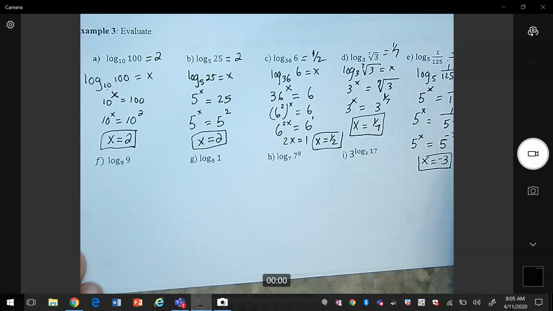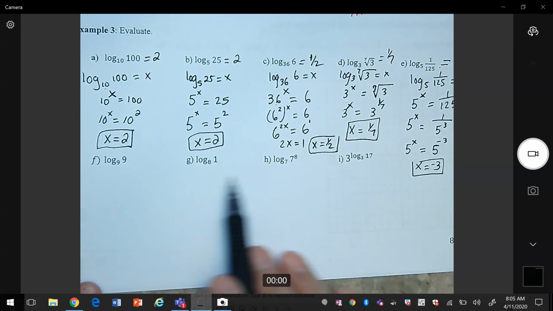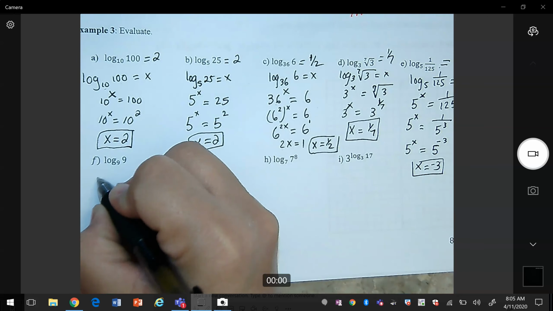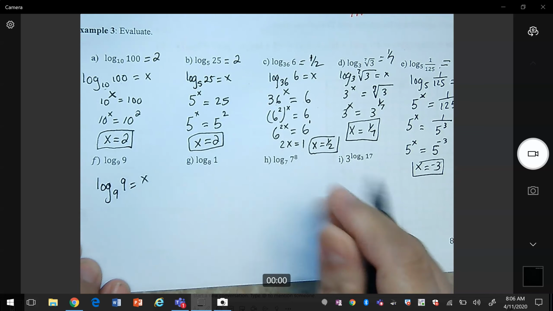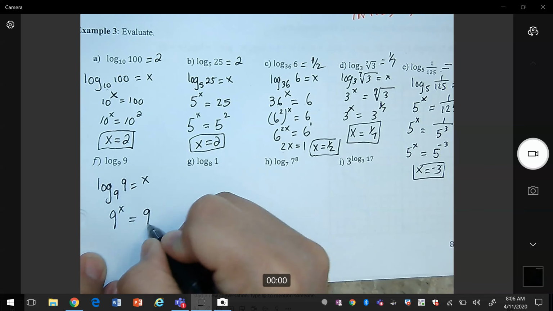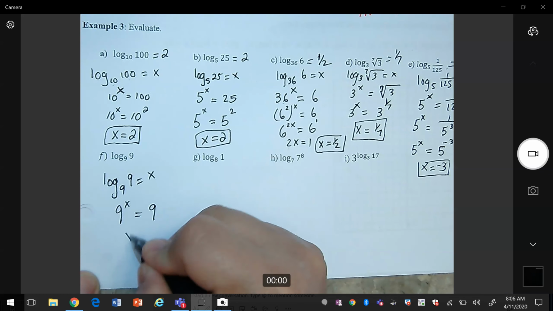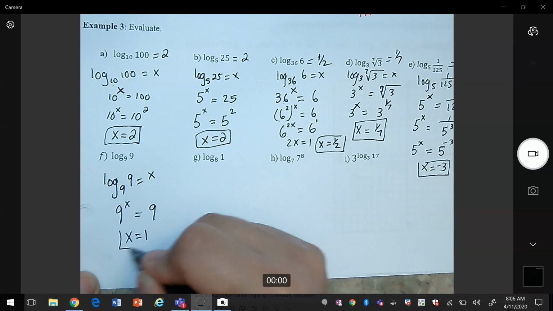And so we get x equals negative 3. Okay, let's try letter F. F through I are special cases, and you'll see why here in a second. So we have log base 9 of 9 is equal to x. So here x is going to be equal to 1. So 9 to the first power is 9.